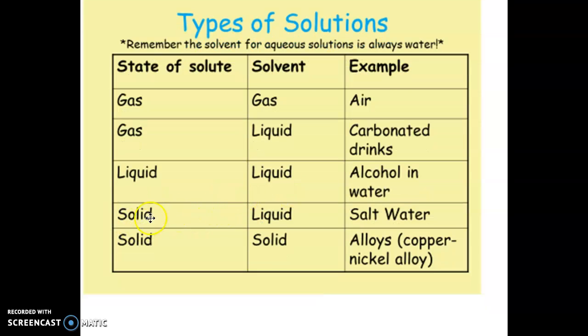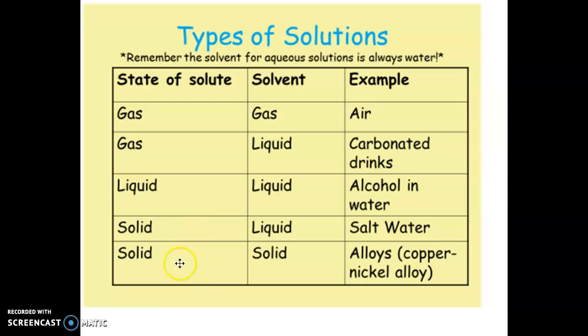Solid dissolved in a liquid. There's a whole bunch of examples, but salt water is the one we always think about. Or we can have a solid dissolved in a solid. This happens a lot with metal mixtures. An alloy is a mixture of different metals. For example, you can have copper and nickel that are mixed. You can have steel that has iron mixed in with a whole bunch of other compounds. You can have brass. Brass is a type of mixture.